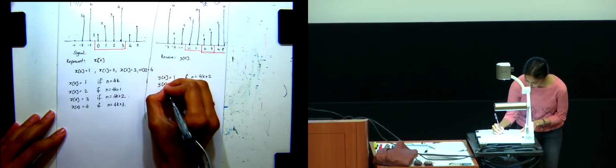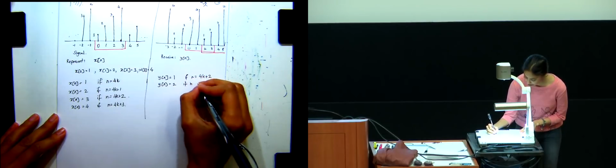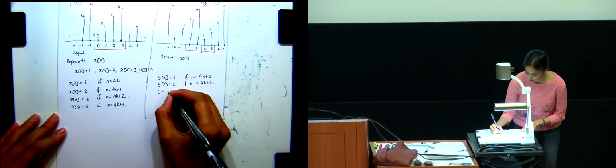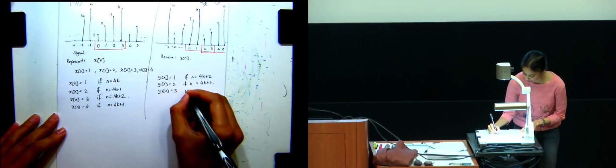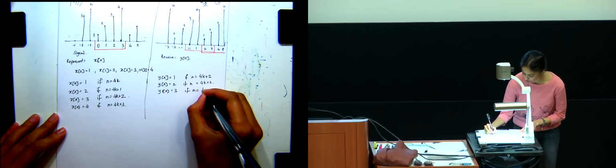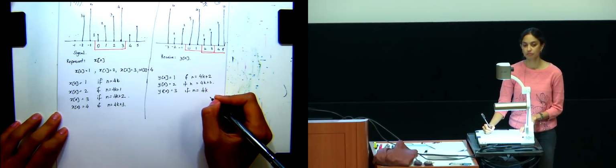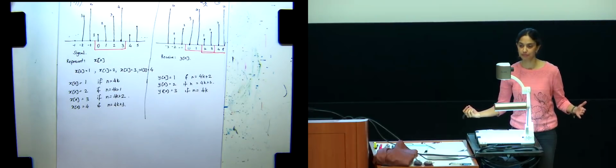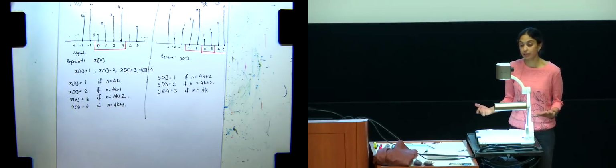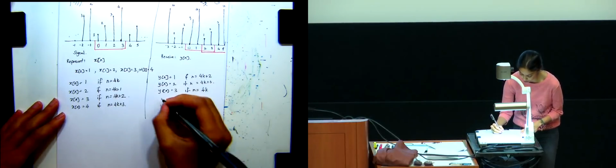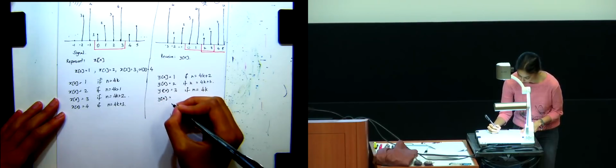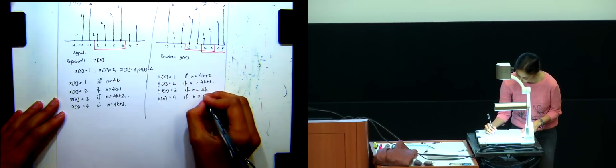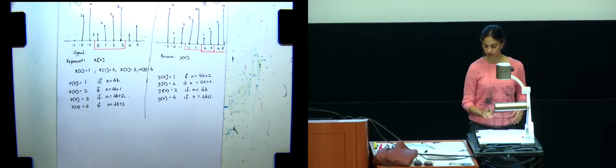And y[n] is equal to 2 if n is equal to 4k plus 3. y[n] is equal to 3 if n is equal to, what should I write? 4k plus 4, which is just 4k, because anything that's 4k plus 4 is also just a multiple of 4. And y[n] is equal to 4 if n is equal to 4k plus 1. Okay.